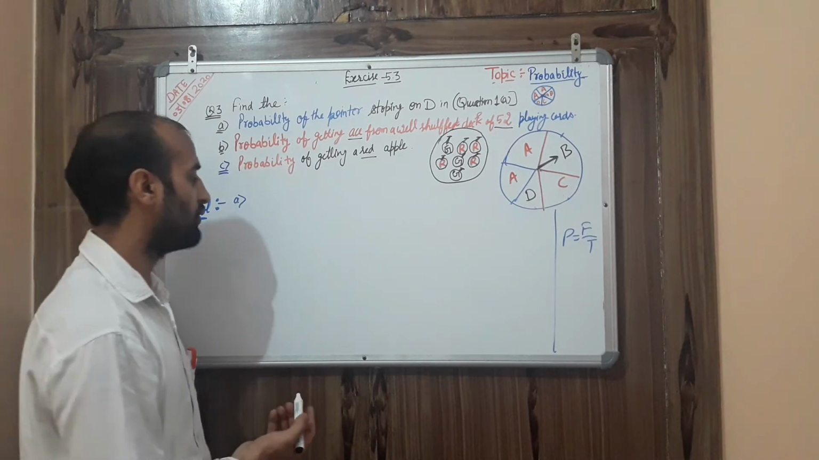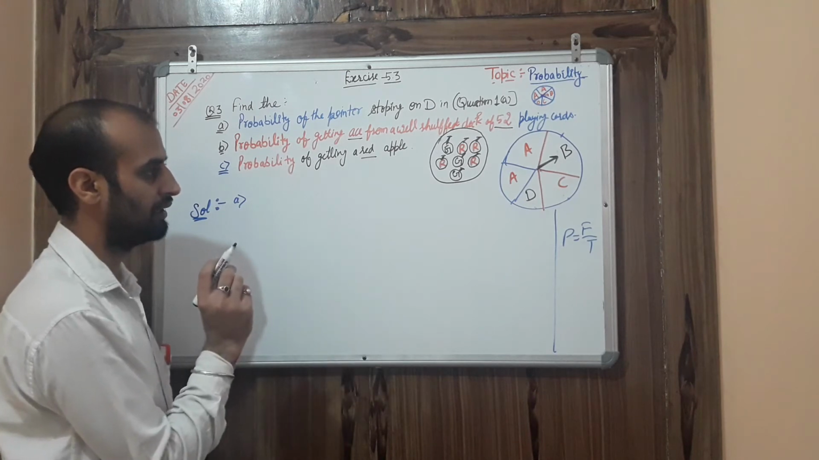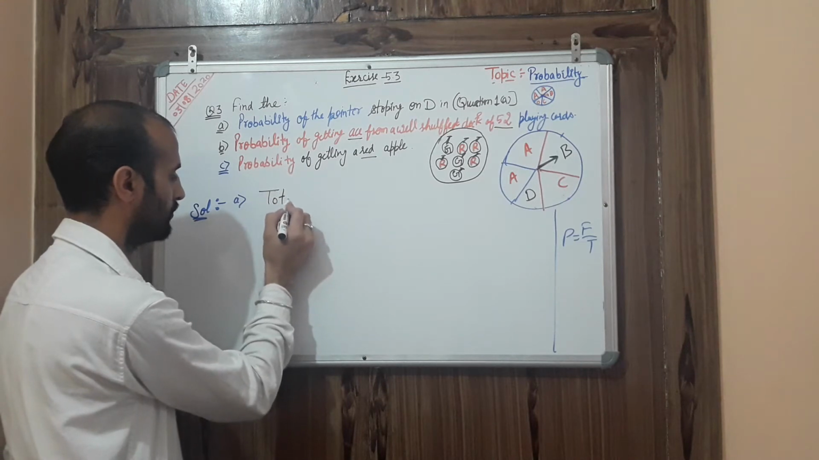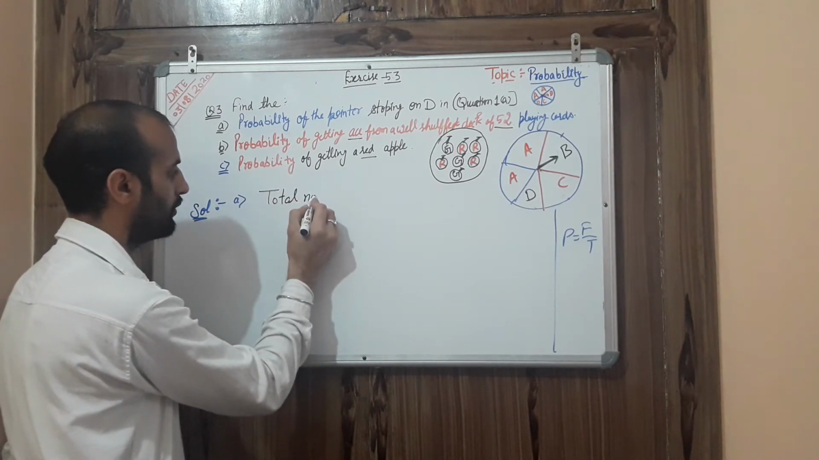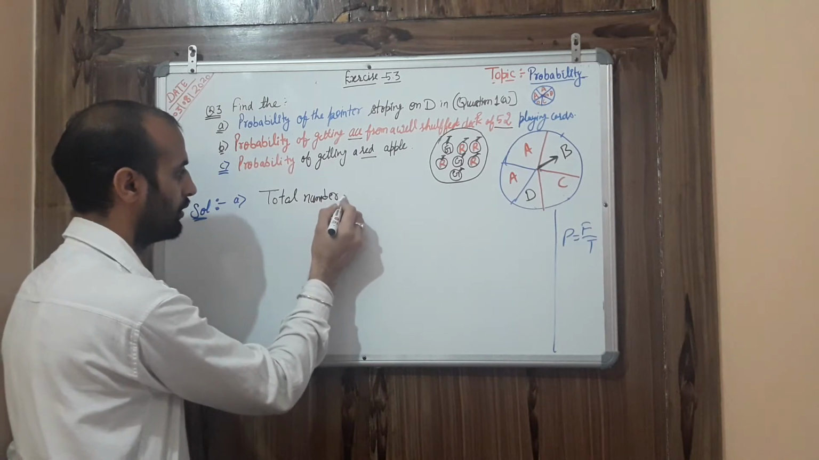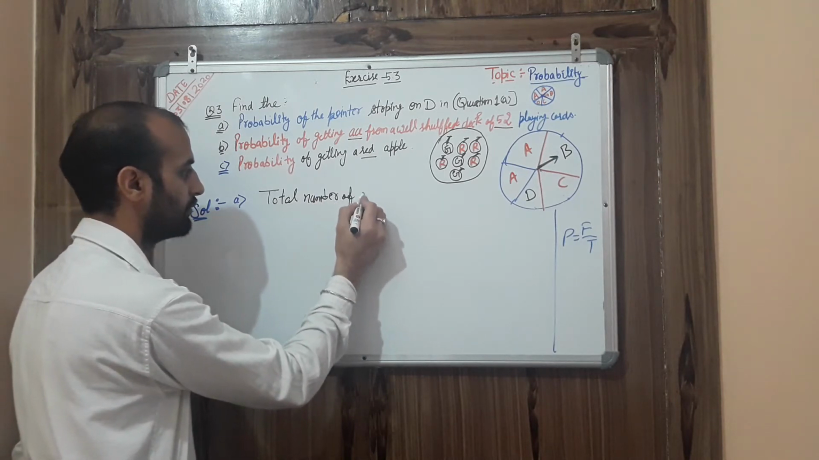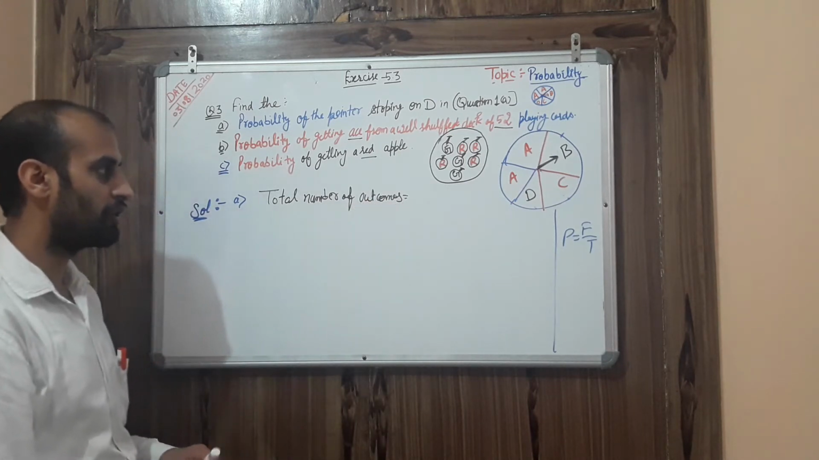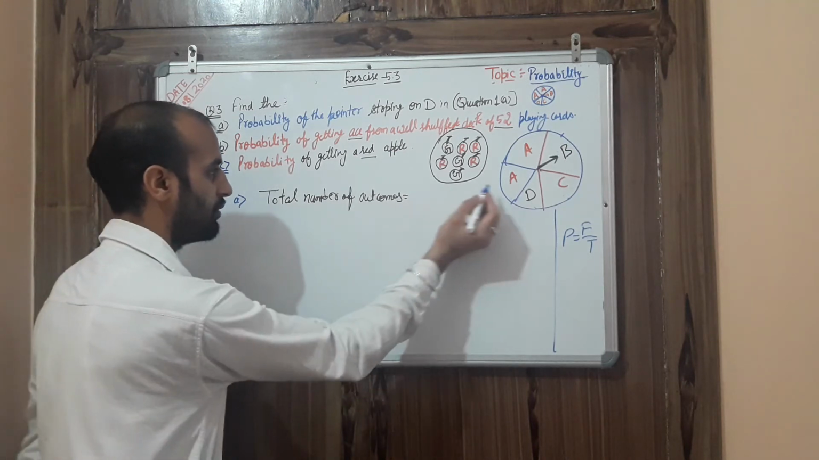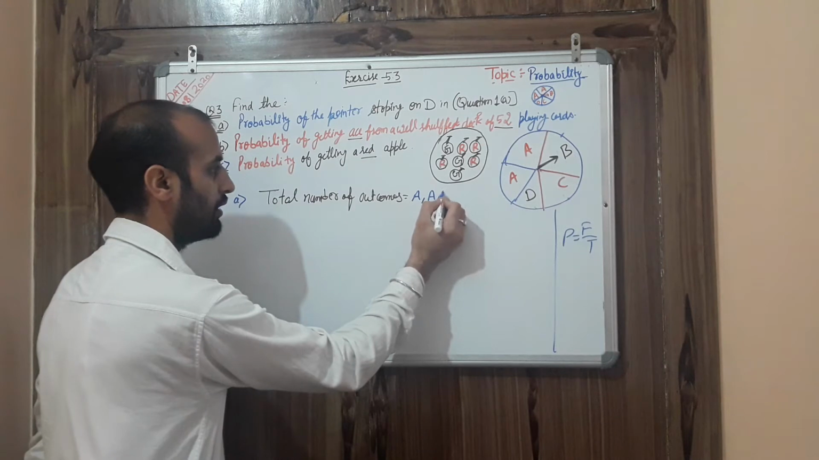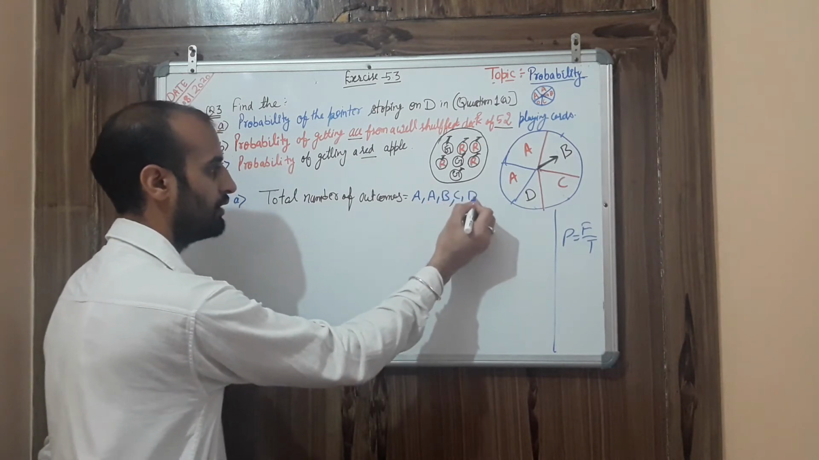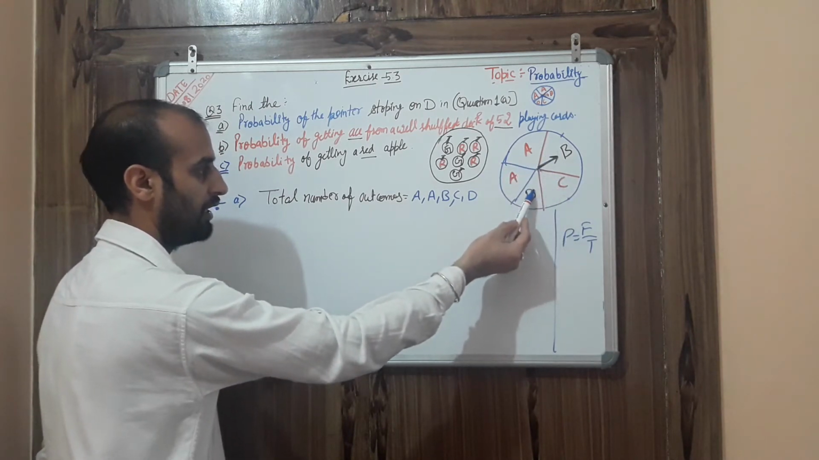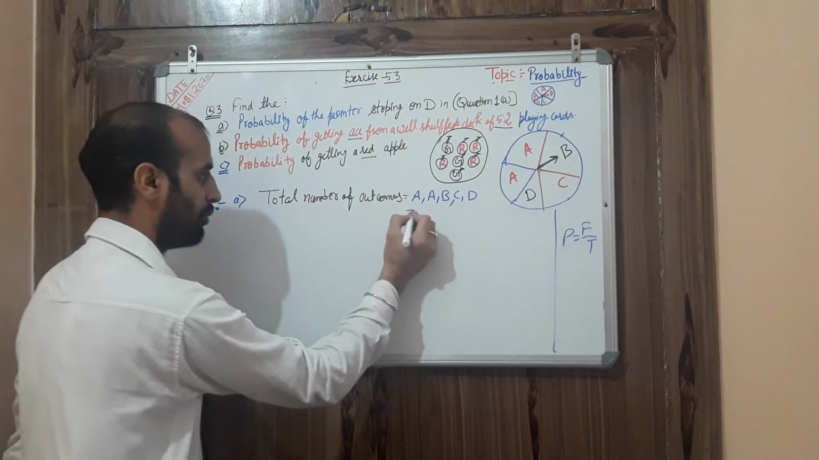So let's start with the first one. First, we need to write what the total alphabets are here. First write total number of outcomes, or you can say total number of alphabets. So you have your choices in the first question: A, B, C, D and A. This pointer may stop over A, B, C, D or A. So how many choices do we have? 5.